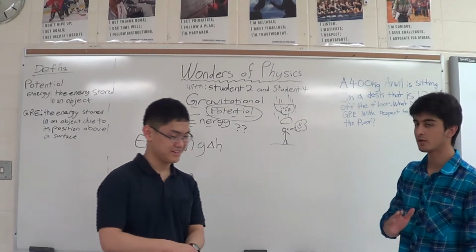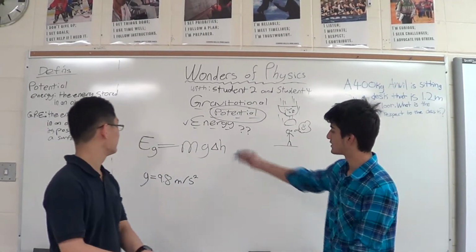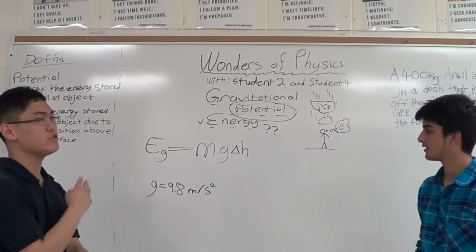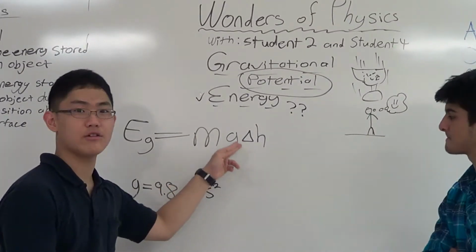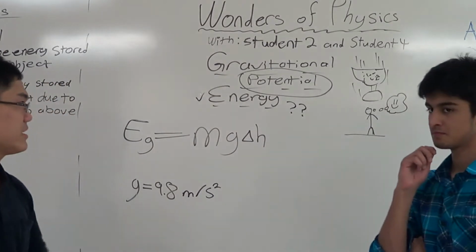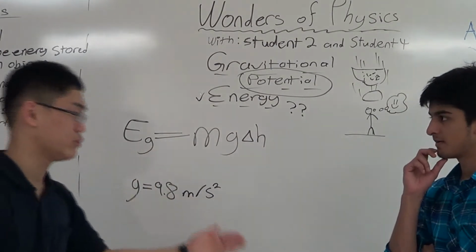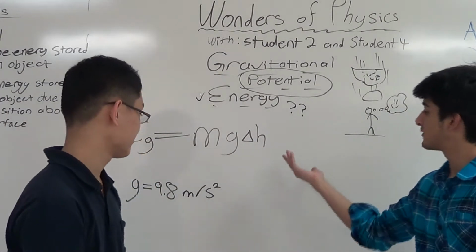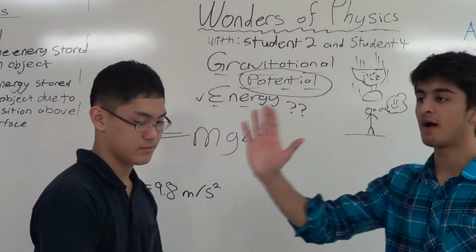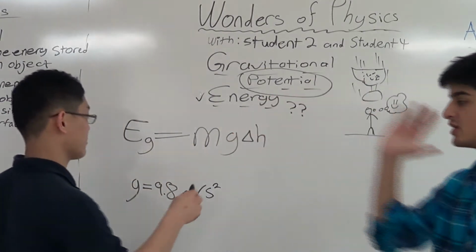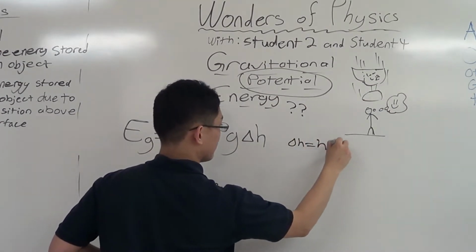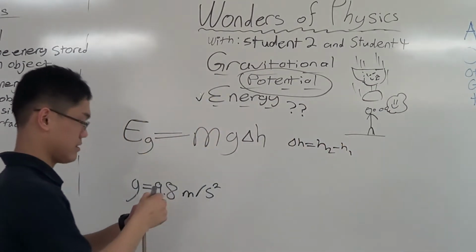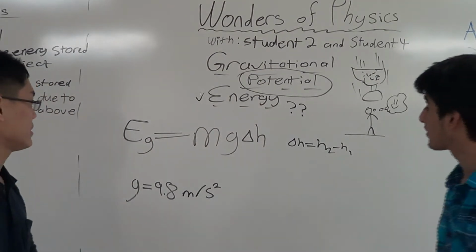Now, we're going to teach you how to calculate this value using this formula: Eg equals mg delta h. So this delta, this weird looking triangle over here, might throw you off. It simply means the change in, as student 2 will now explain. Delta h, change in height, the final height minus the initial height, or h2 minus h1, whatever you want to do there. That's something you should keep tucked away in the back of your mind just in case to calculate a couple things.